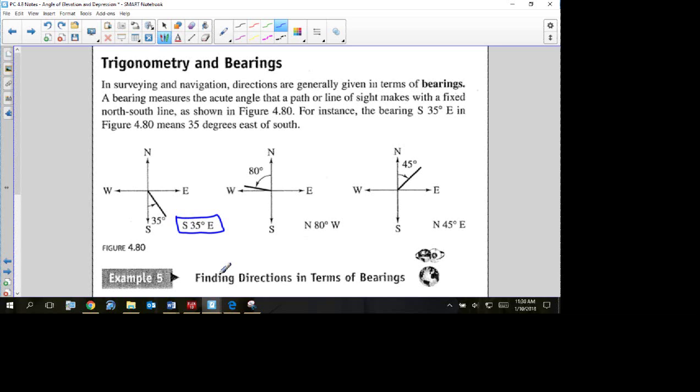So the first thing it says is south, so that means, okay, I'm going to go south. Then it says 35 degrees east, so I go towards the east, and I move it 35 degrees. So that's where my theta is.